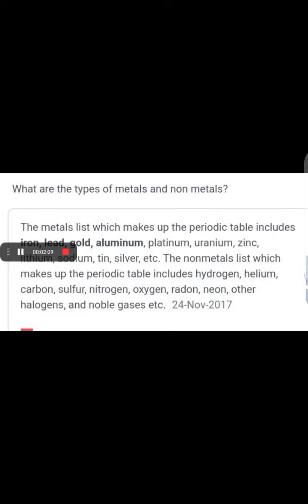Let me see about metals. Metals in the periodic table include iron, lead, gold, aluminium, platinum, uranium, zinc, sodium, tin, silver, magnesium, etc. Some of the non-metals in the periodic table are hydrogen, helium, carbon, sulfur, nitrogen, oxygen, radon, neon and other gases.